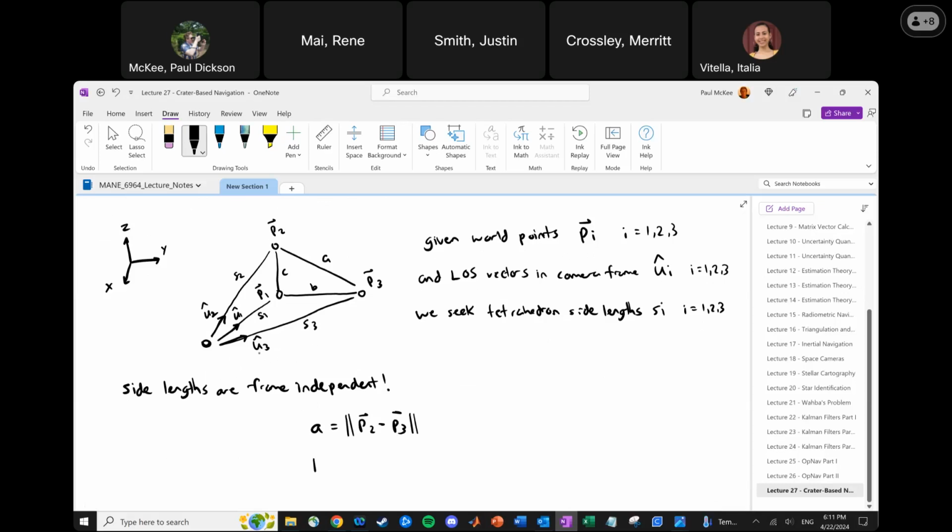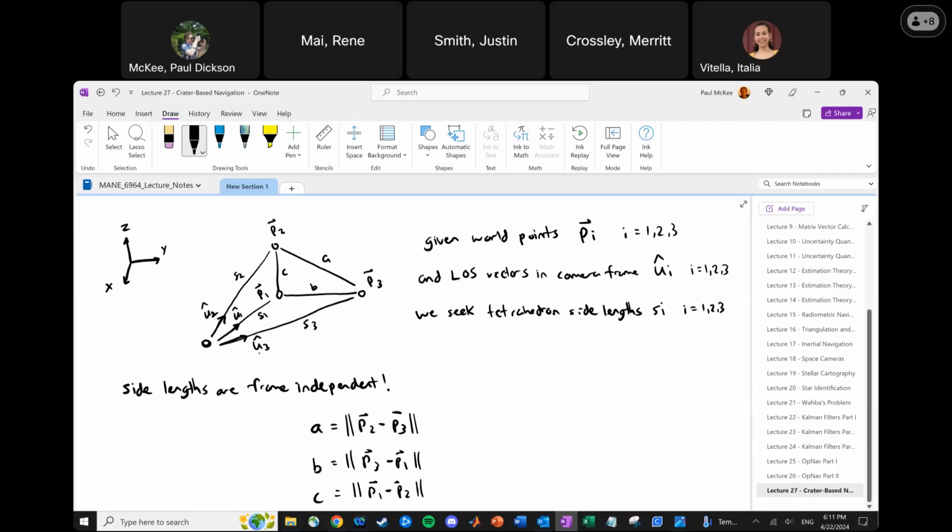Right? B is P3 minus P1, the norm of that. And then C is P1 minus P2, the norm of that. And we can also define some angles. And I want to go back and draw them on the diagram, but the diagram is busy enough.